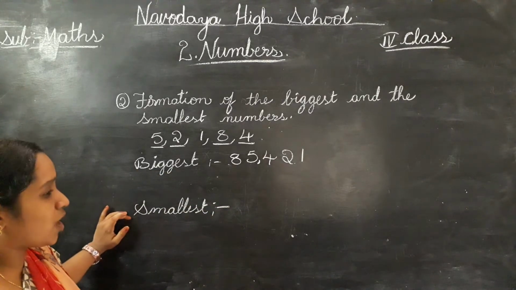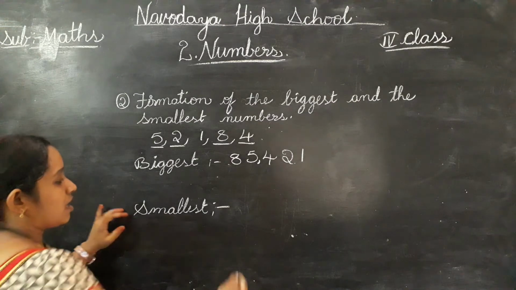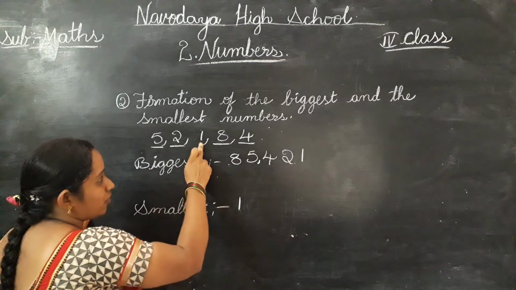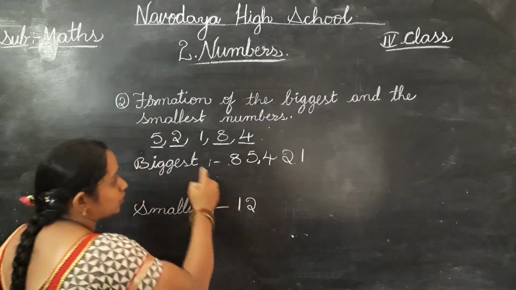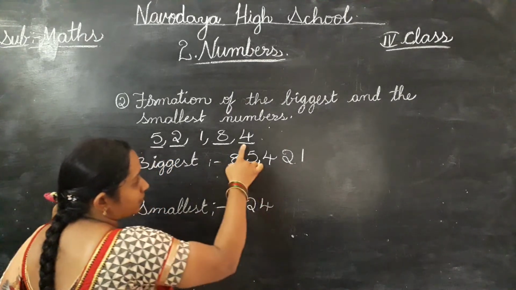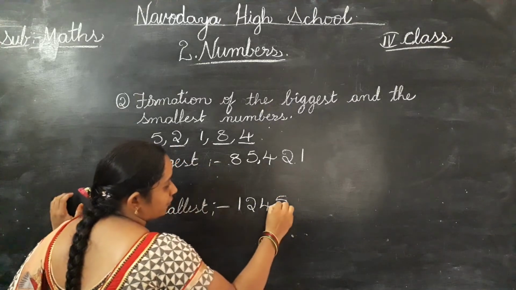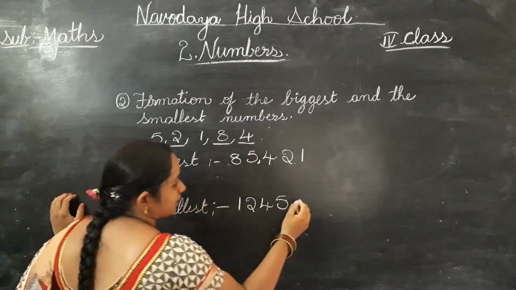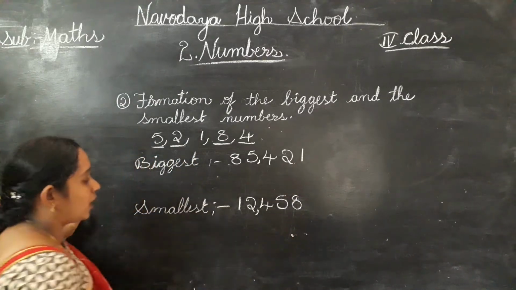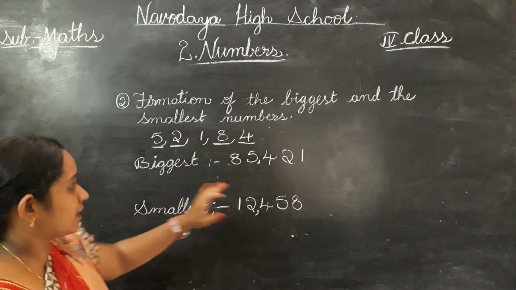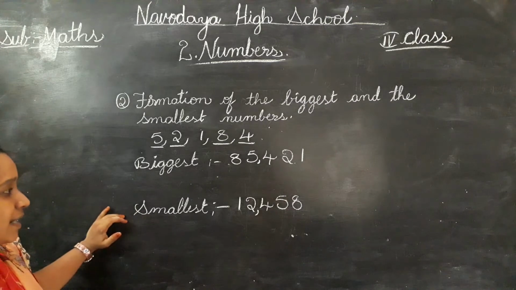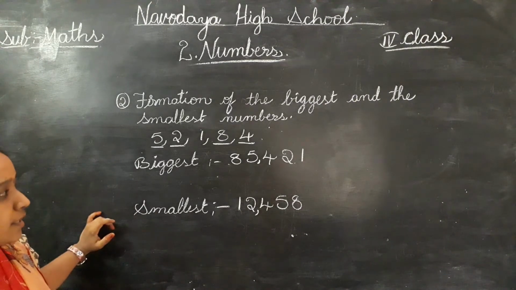If you want to write the smallest number, you will start with the small number. What is the smaller number? 1. 1, after that 2. After 2, which number comes? 4. 4, after that 5. The remaining digit is 8. 12,458. So the smallest number is the reverse of the biggest number. Biggest number and smallest number are like descending order and ascending order. Okay children?